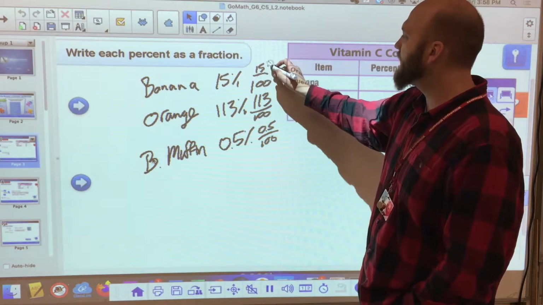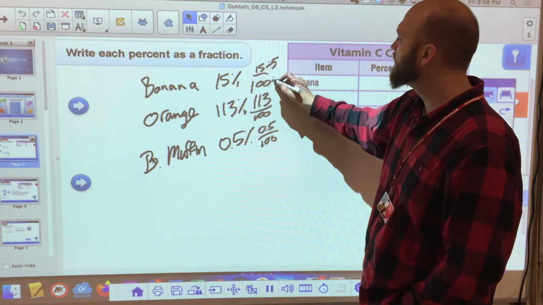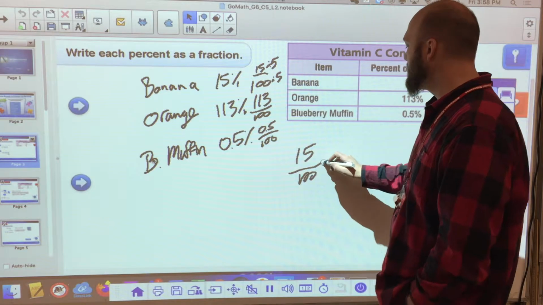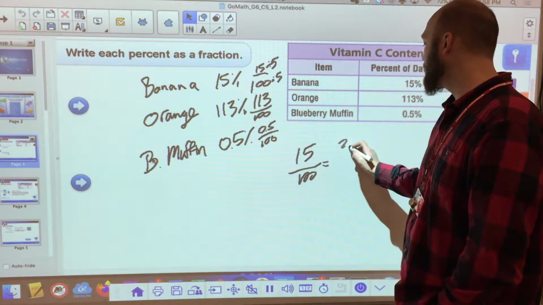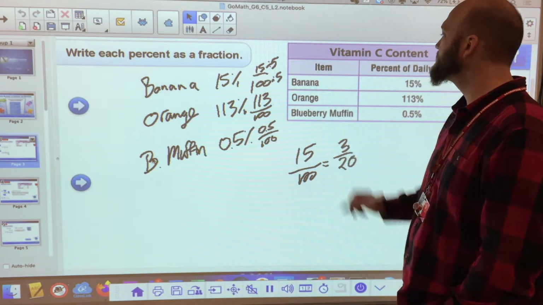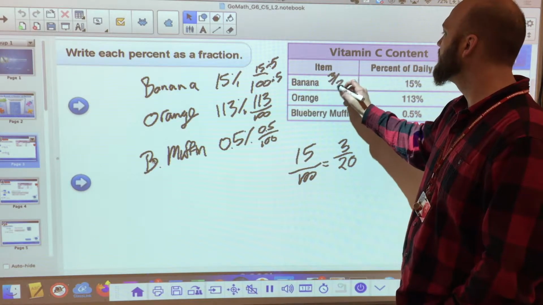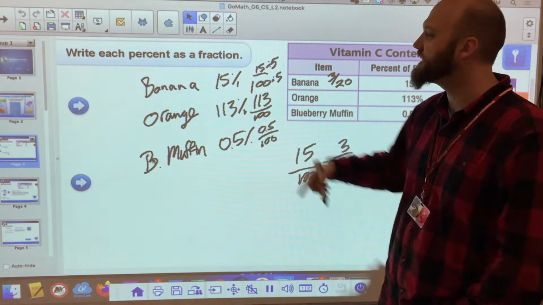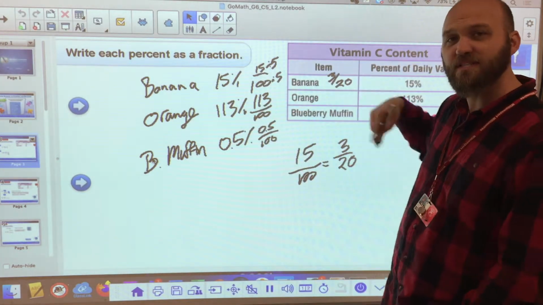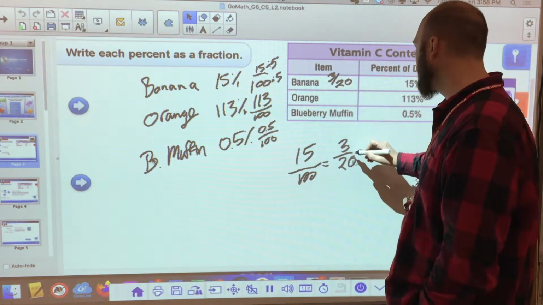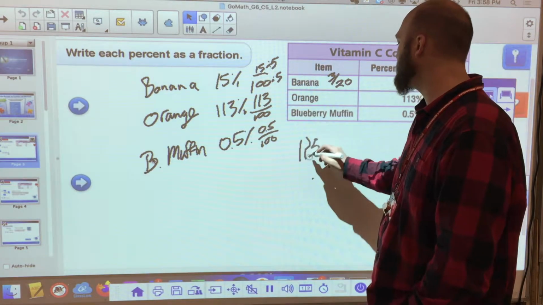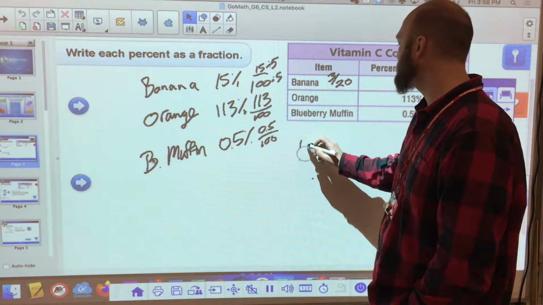So for this one, I've got 15 out of 100. Those are both divisible by 5. And my 15 out of 100 becomes a fraction of 3/20. So my banana is 3/20 as a fraction, right? We know that it's 15%, that makes 15 over 100, and when I simplify that, I get 3/20.